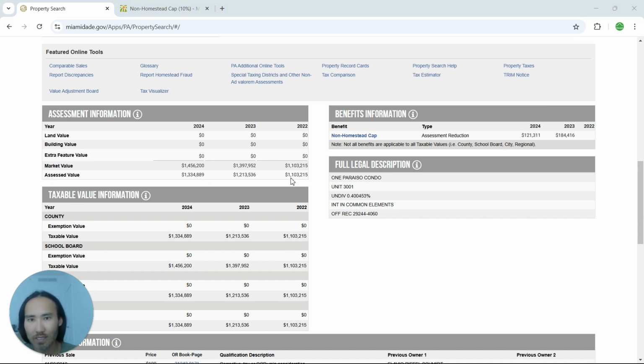Now assessed value, you can see it's a little bit lower here. This is what you're actually taxed on. And this value is lower due to essentially the non-homestead cap. If it had, for example, a homestead exemption, it would have a Save Our Homes cap. So we'll give you an example of that shortly.